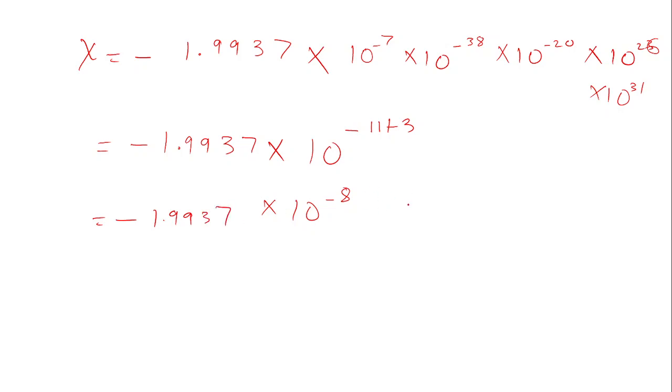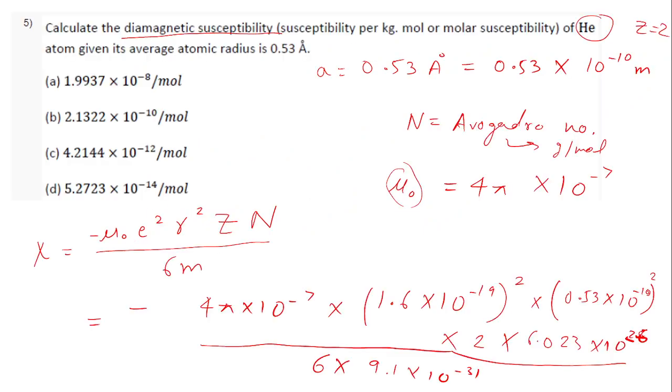10 to the power minus 8 per mole. So this is molar susceptibility, so that's why per mole. And this will be the value, minus 1.9937. Susceptibility is negative. Maybe they have dropped the negative sign, I don't know. But the magnitude is matching here. Susceptibility is negative, and then the value will be 1.9937, 10 to the power minus 8 per mole.